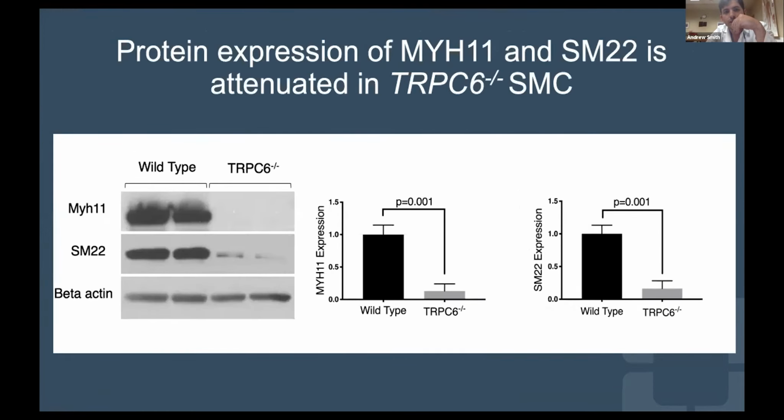We further assessed if TRP6 knockout smooth muscle cells were phenotypically different in terms of their contractile biomarkers, and if TRP6 knockout was associated with depletion of contractile biomarkers. These are Western blots of whole cell lysates of wild type and TRP6 knockout primary smooth muscle cells, passage 6 to 8. We find that there's a significant attenuation of protein expression of MYH11 and SM22 in the TRP6 knockout population compared to wild type, and we also showed this at the level of mRNA.